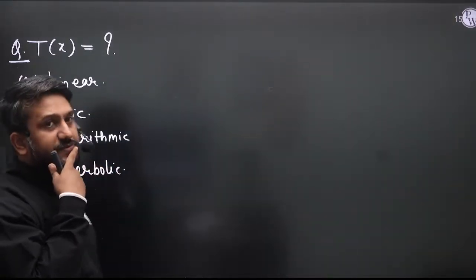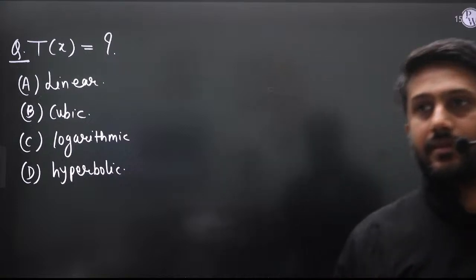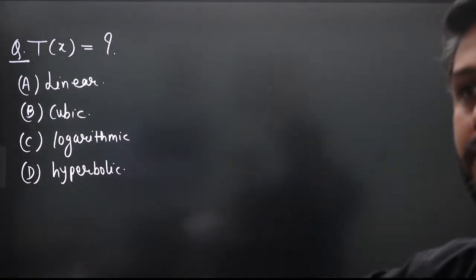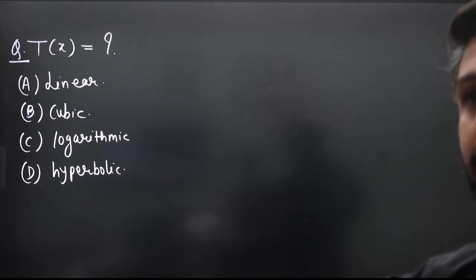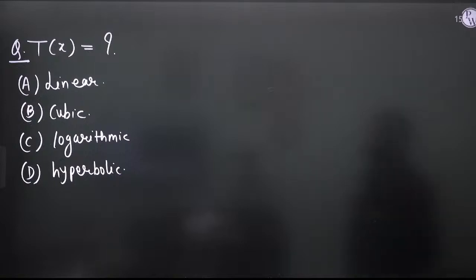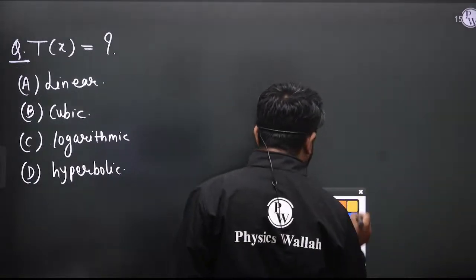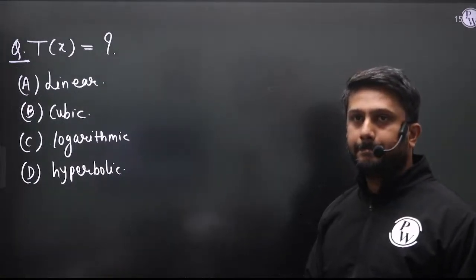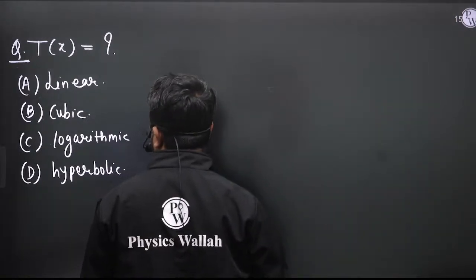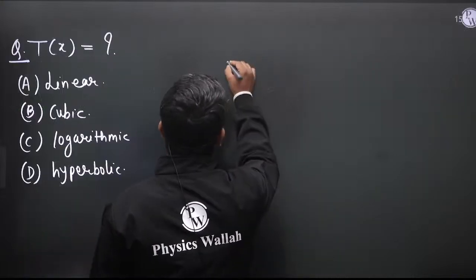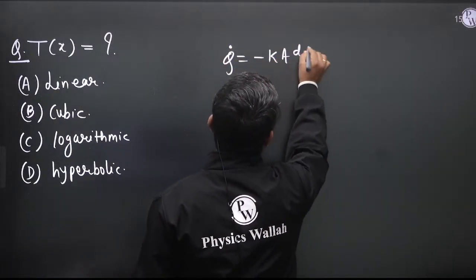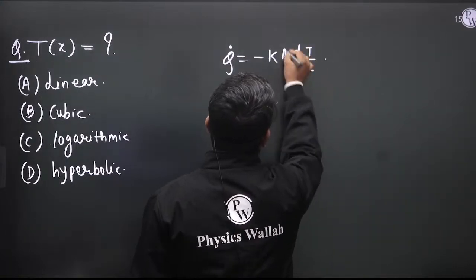How the temperature changes with respect to x in the same question. What is your answer now? Yes, absolutely correct. That correct option is logarithmic. Now if you see the Fourier law of heat conduction, q dot is equal to minus kA dT by dx, right? And k is a function of x.